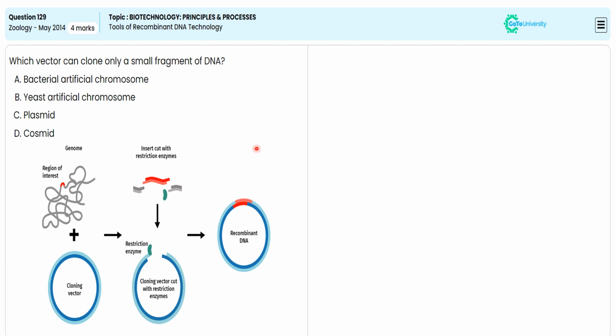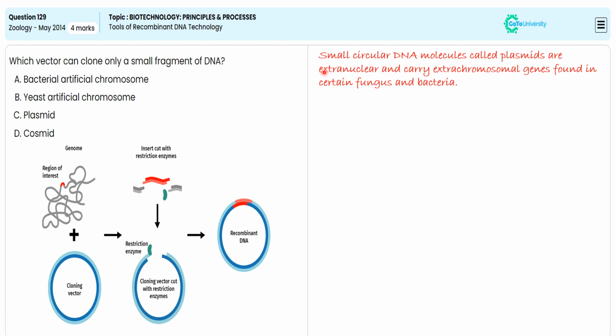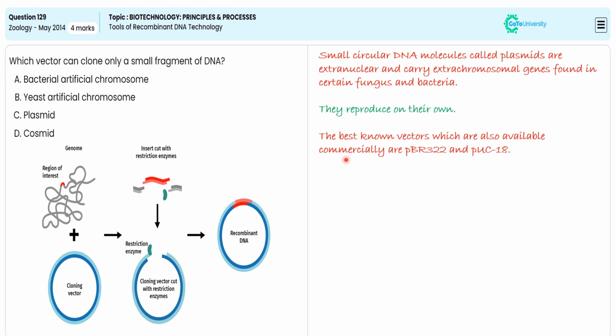What are the points we told with this pictorial representation? We are giving a point-wise narration to take the NEET notes. A plasmid is a small circular DNA molecule, extranuclear, and carries extrachromosomal genes found in certain fungi and bacteria. They reproduce on their own. The best known vectors, which are also available commercially, are pBR322 or Bolivar and Rodriguez plasmid, and pUC18 vector.